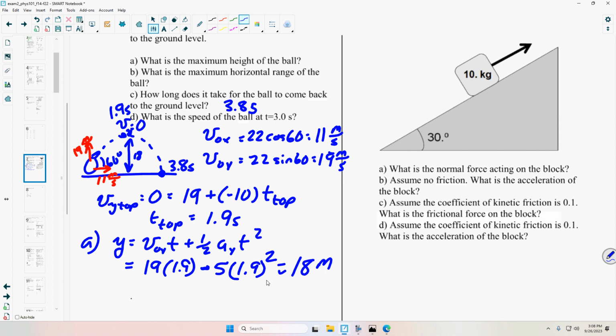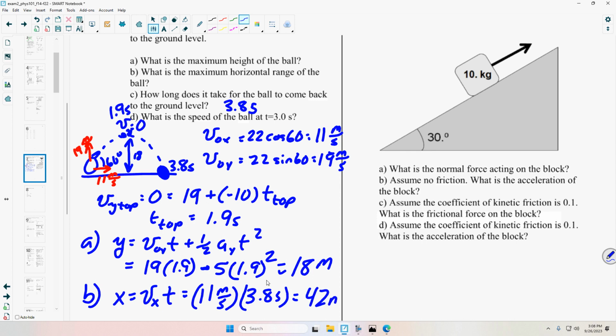The maximum horizontal range, x is equal to Vx times t. Vx I already have, that's 11 meters per second. Now I need to know the time. I'm taking the time at the end of the trajectory right here. So that's going to be times 3.8 seconds. 11 times 3.8 is 42 meters.